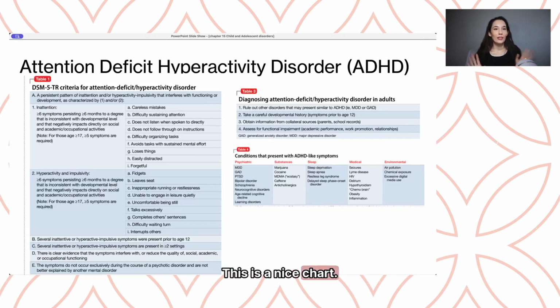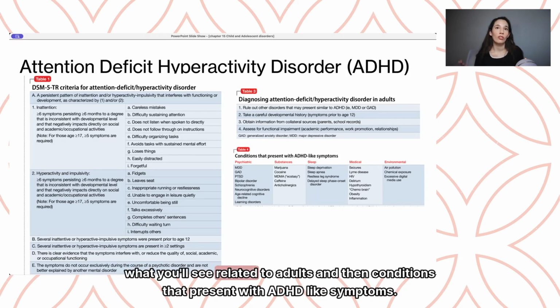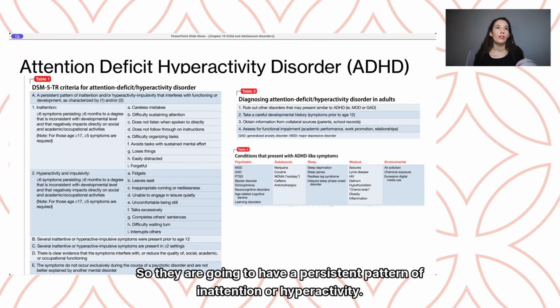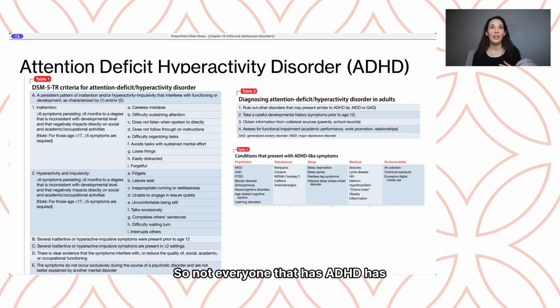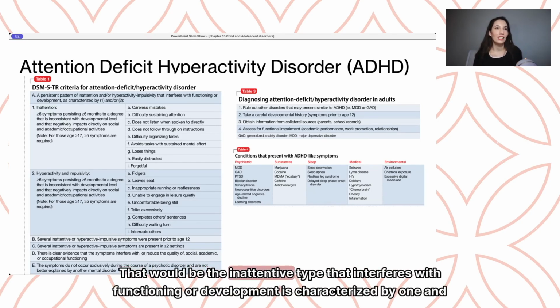So this is a nice chart. I love charts that give you the diagnostic criteria for ADHD. And then also the diagnostic criteria, more so what you'll see related to adults, and then conditions that present with ADHD-like symptoms. So they are going to have a persistent pattern of inattention or hyperactivity. So not everyone that has ADHD has hyperactivity. It could just be inattentive. So they could be able to sit still and just say, like, I can't focus. That would be the inattentive type.